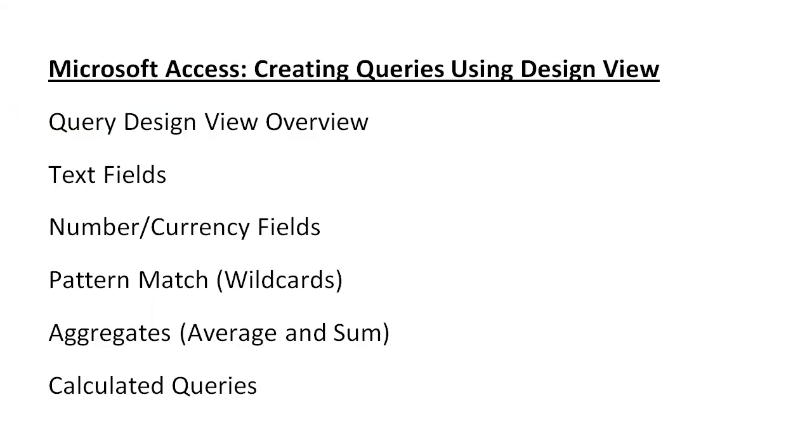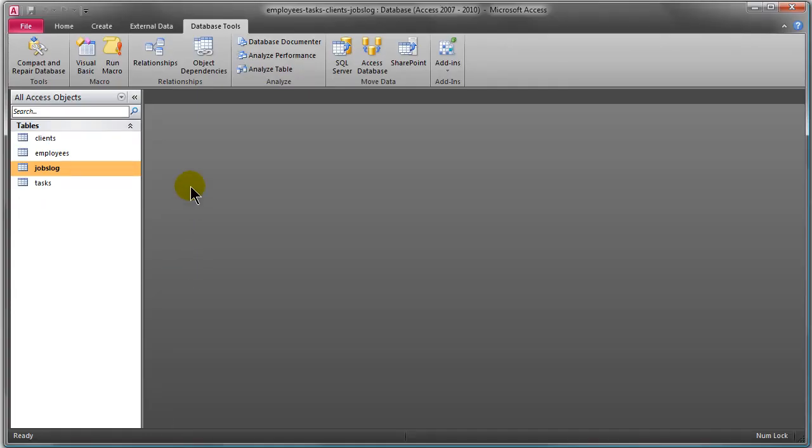And the first thing I'd like to work on are text fields. So text field, you know what it is. It could be obviously a first name, last name, address. It could also be something like an ID number. Many ID numbers are actually text fields, even though they may look like numbers.